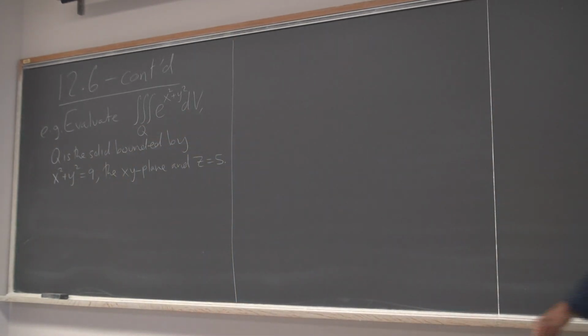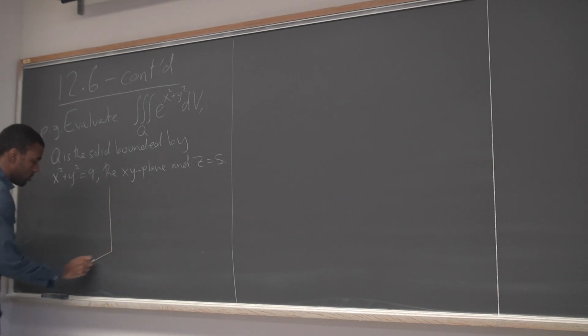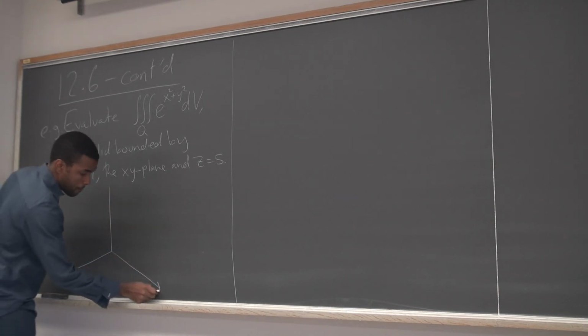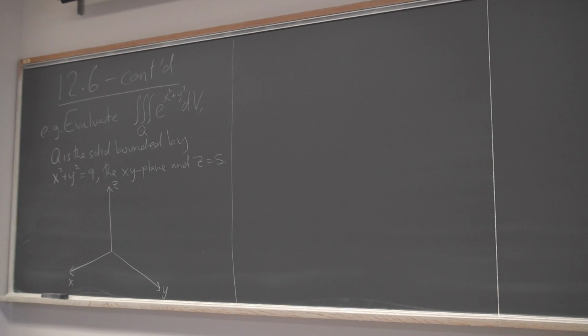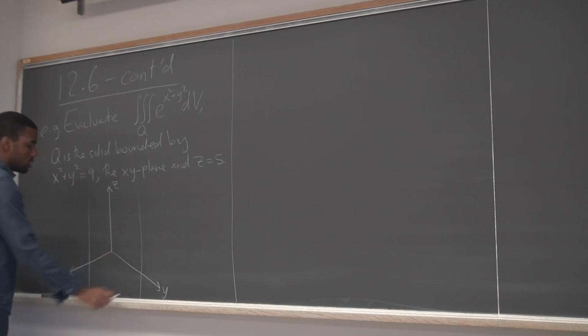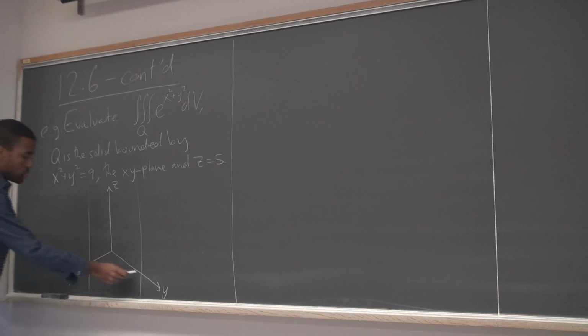How about that one? How do we set it up? What is the object Q? Cylinder? What kind of cylinder? Going up, that's the axis, and it's a circular cylinder. What's the radius? There's a circle here. It's going through 3.